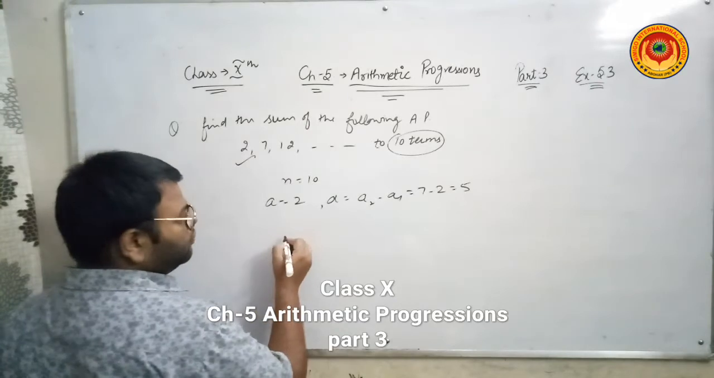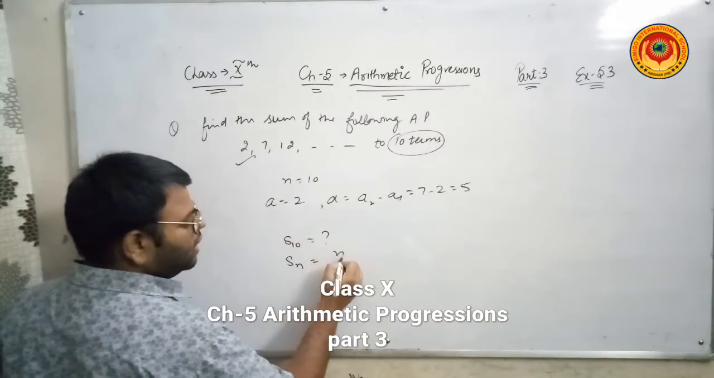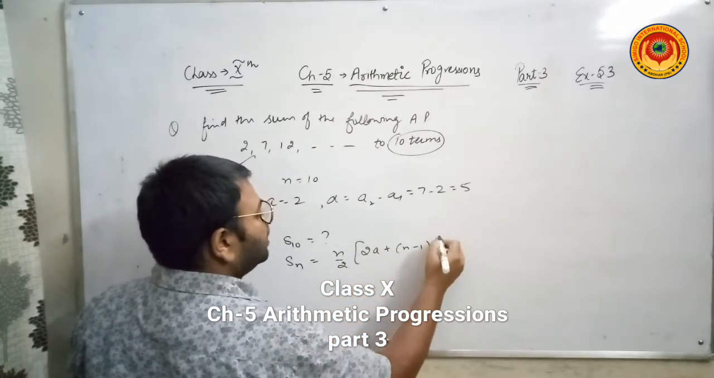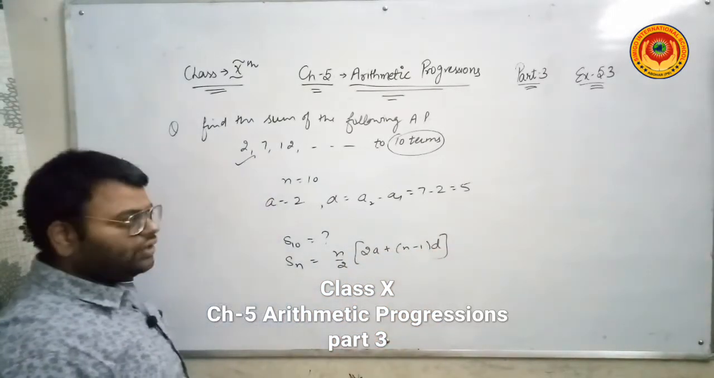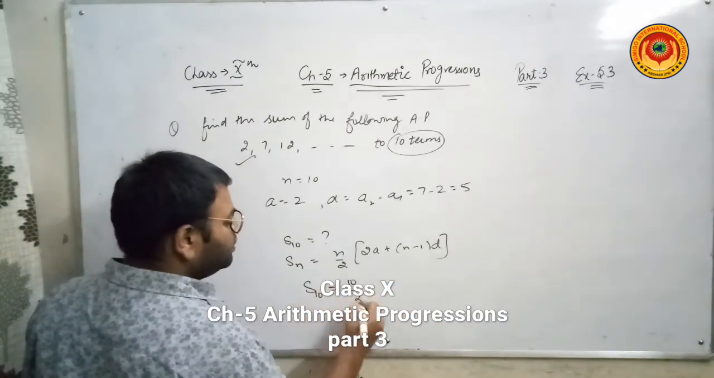So what's the formula for S10? You have to find S10. What's the formula for Sn? n by 2, 2a plus (n minus 1) into d. Why did we use this formula? Because we have a and d. So the question is S10. Just fill in the values here.